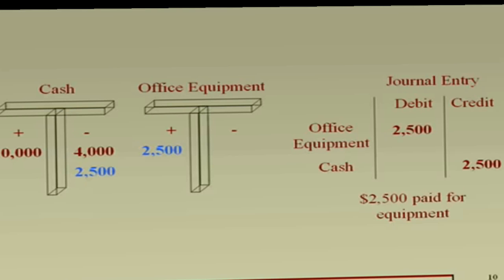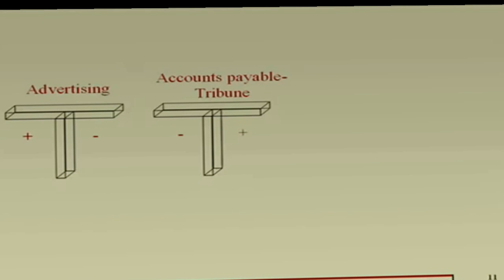Let's do transaction 4. Incurred $13,000 of advertising cost in the Hickory Tribune on account. Keyword is on account. What does that mean? It means they didn't pay cash, so they owe money to the supplier. What do you call suppliers? Accounts payable. So what two accounts are impacted? Advertising expense and accounts payable, which in this case is the Tribune. Expense is plus minus. Accounts payable is a liability. Minus on the left, plus on the right.